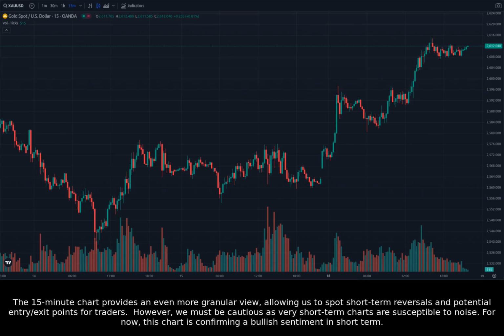The 15-minute chart provides an even more granular view, allowing us to spot short-term reversals and potential entry/exit points for traders. However, we must be cautious as very short-term charts are susceptible to noise. For now, this chart is confirming a bullish sentiment in the short term.